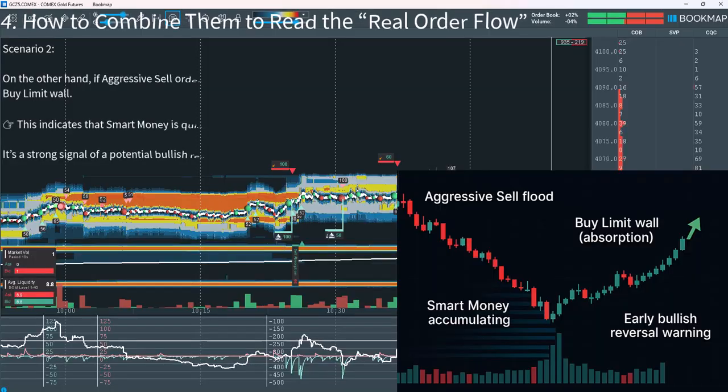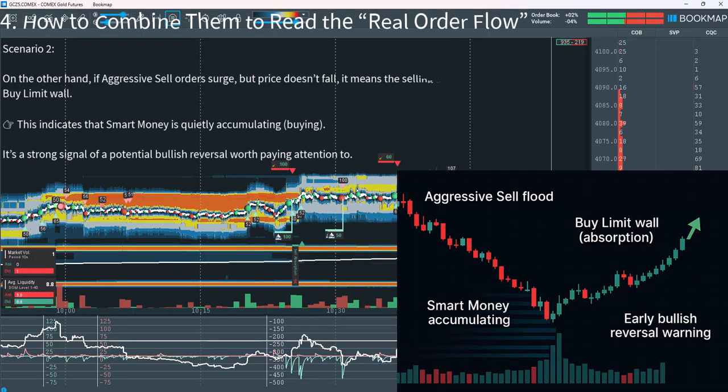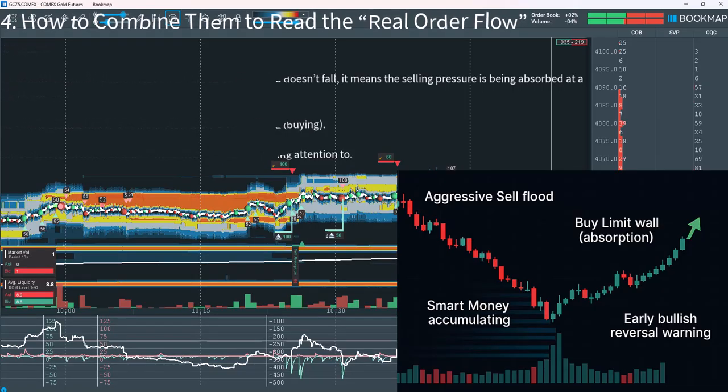Scenario 2. On the other hand, if aggressive sell orders surge but price doesn't fall, it means the selling pressure is being absorbed at a buy limit wall. This indicates that smart money is quietly accumulating. It's a strong signal of a potential bullish reversal worth paying attention to.